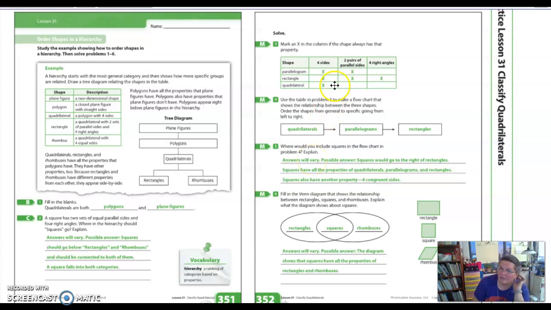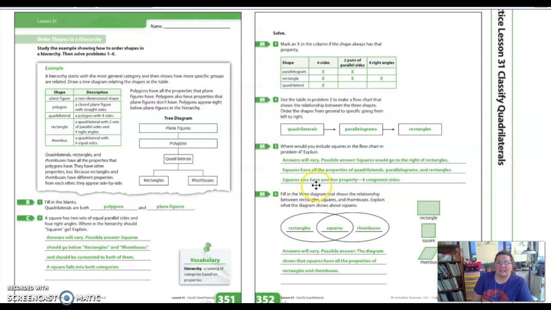Number 5, where would you include squares in the flow chart in problem 4? Now, if we're looking at problem 4, and this is all that we have, we would make an arrow right here, and we would put squares to the right of rectangles.